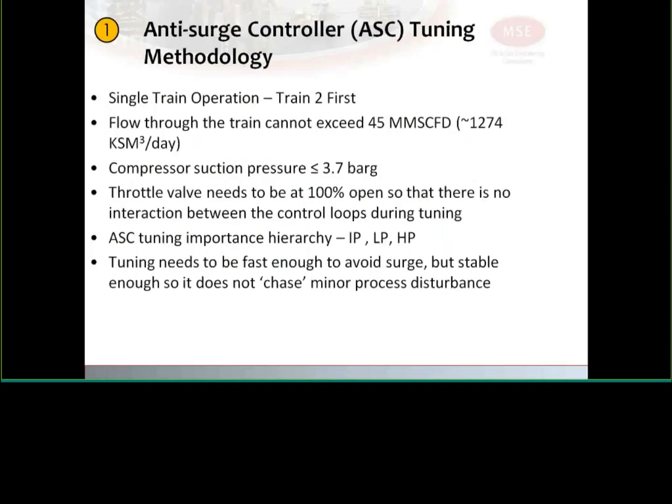So now that we've figured out what the problem is, what do we do about it? How do we go about trying to fix the problem? The first thing is very clear. We need to come up with a methodology to be able to tune the anti-surge control system. The client has told us in the past that there were multiple trials of people coming in trying to tune the anti-surge control systems, but have not been successful.